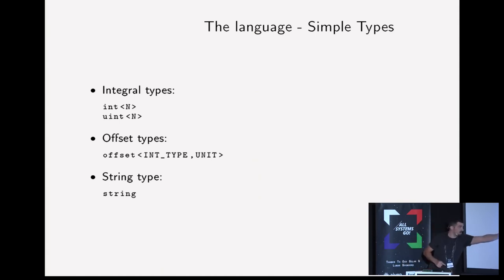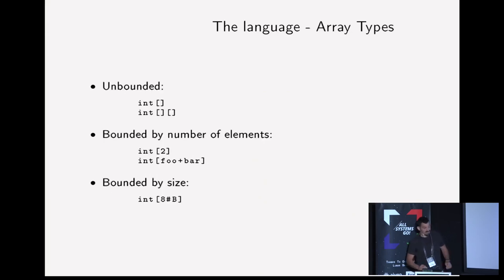Also, you have offset types, which are a proper value in POC. You know, offsets are a first-class citizen in POC. And then one string type, because there is only one type for strings. And of course, you also have compound types, which is what you use to define the structure of the data you want to use.